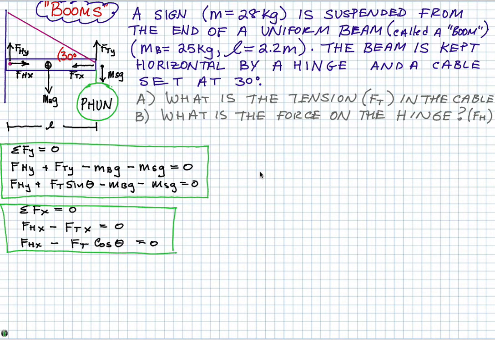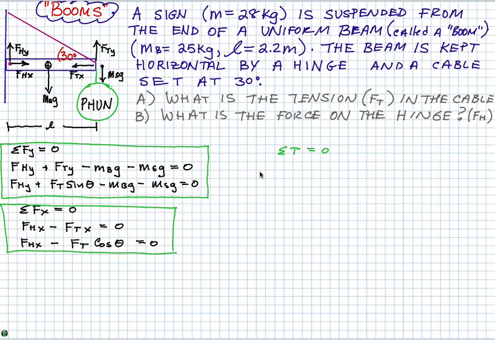Now we can apply the second condition of equilibrium. That states that the sum of the torques is equal to 0. So I need to decide where to put the pivot point, and I'm going to decide to put it at the hinge. And the reason for it is that I don't know anything about the hinge. I do know some things about the opposite end of the boom. I know the weight of the sign. The weight of the sign is equal to mSg.